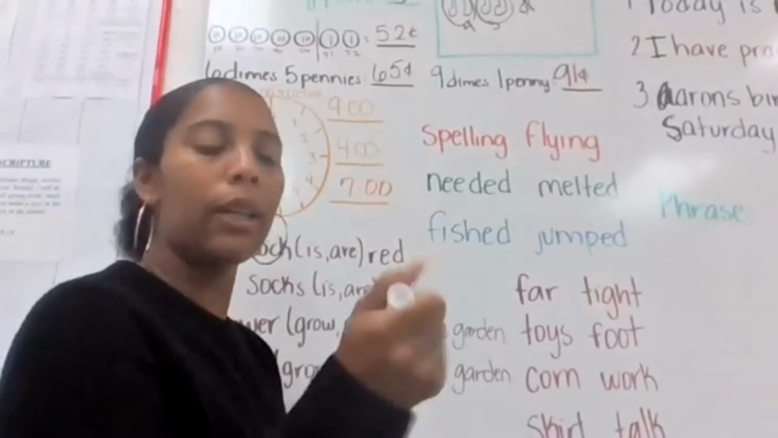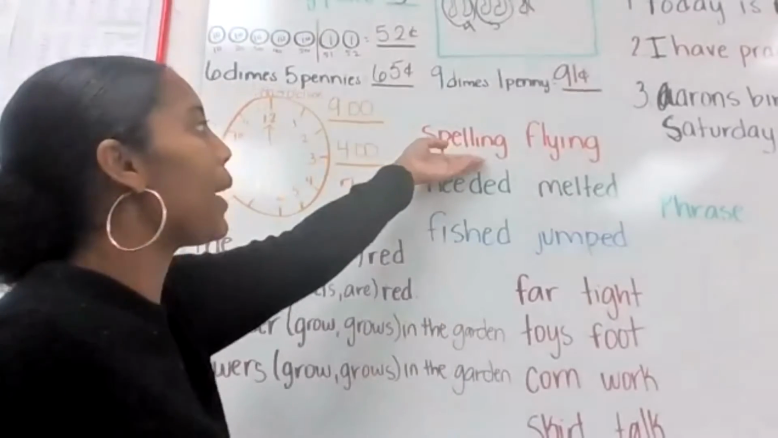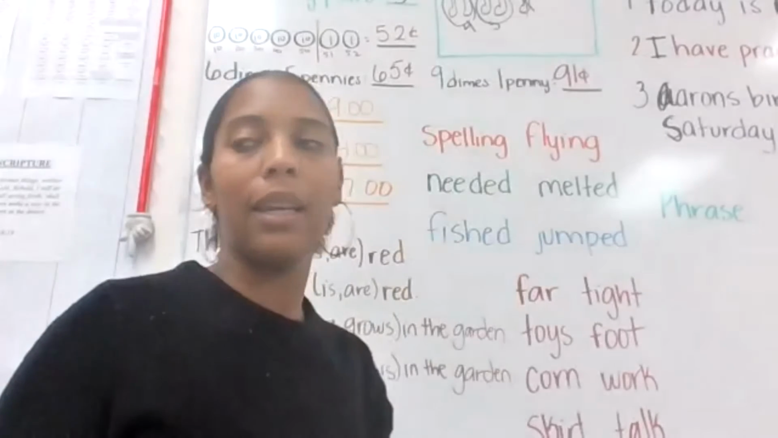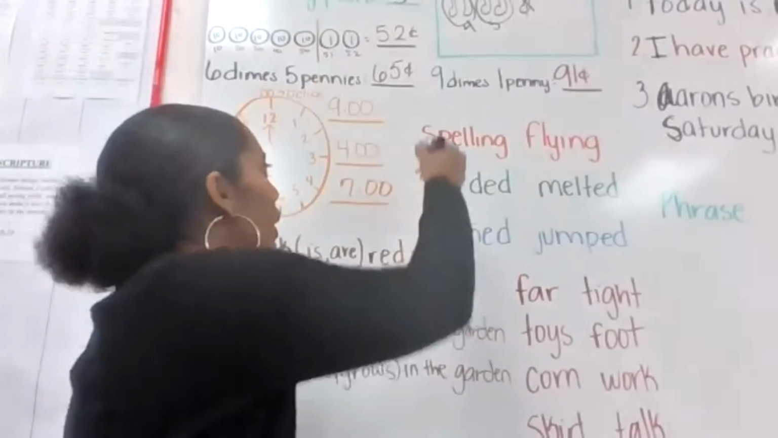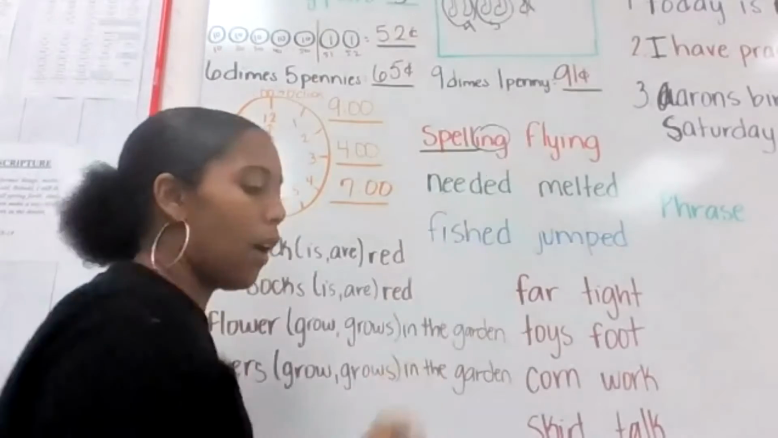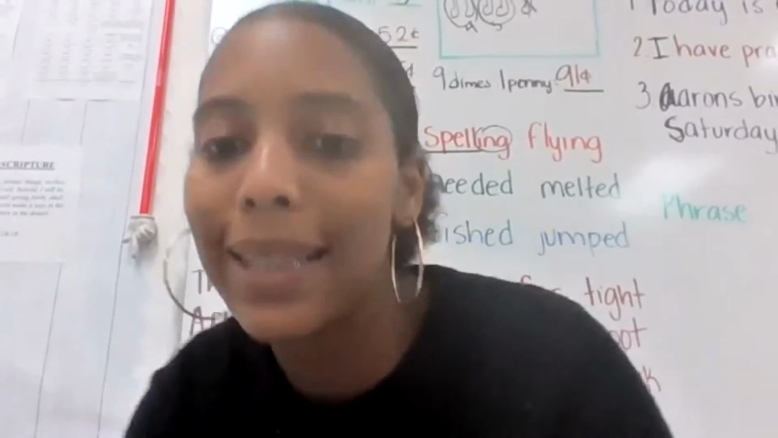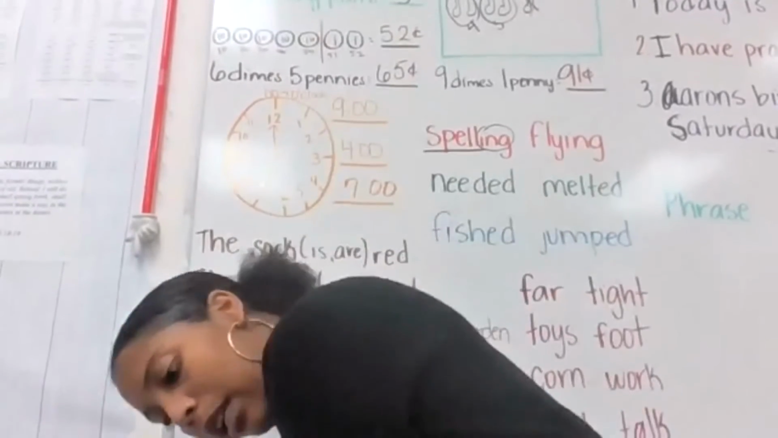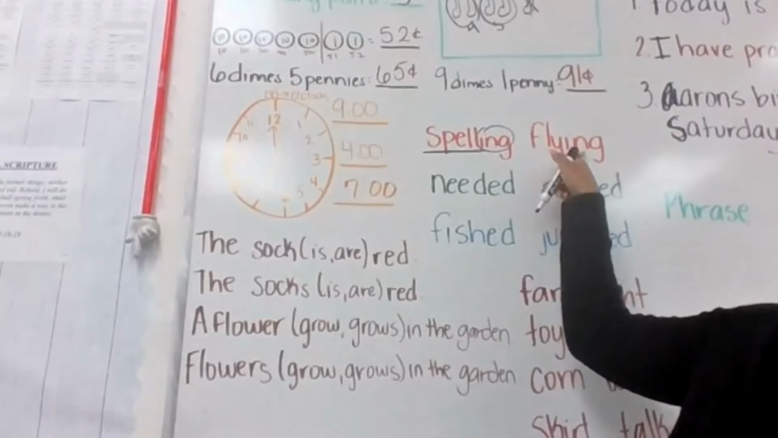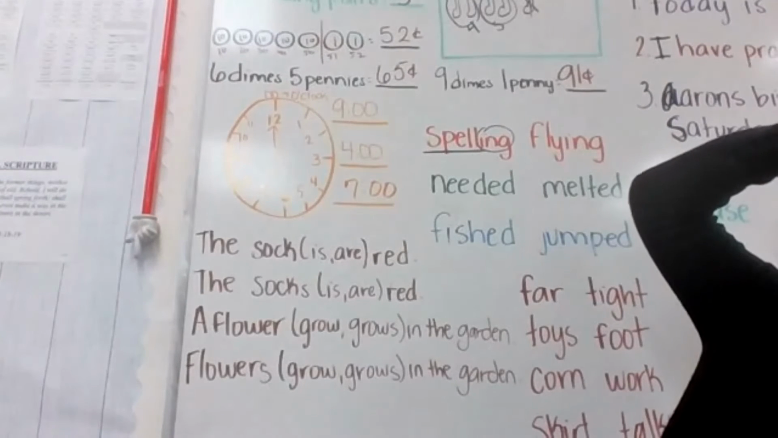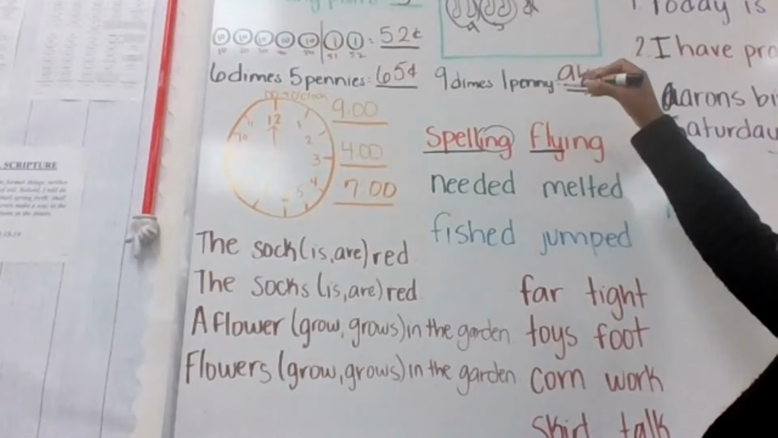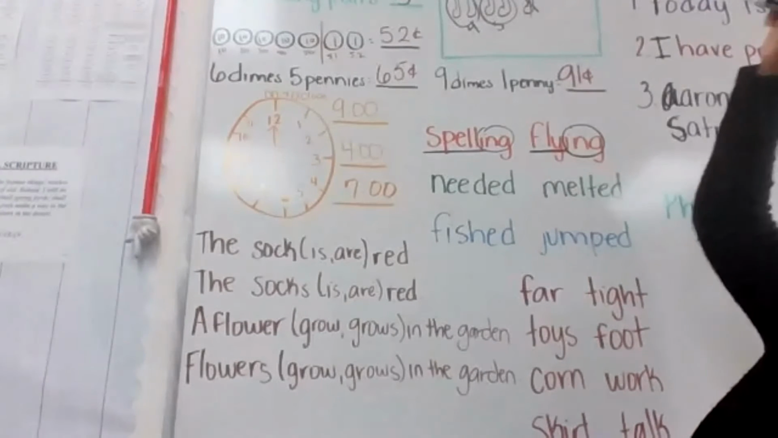Okay, when it comes to marking a root word and a suffix, look at spelling. How do I mark a root word and a suffix? Underline spell the root word. Circle ing, the suffix. So remember, we mark root words and suffixes differently. We underline the root word and we circle the suffix. Next, I have flying. How would I mark the word flying? Underline fly. And circle ing.